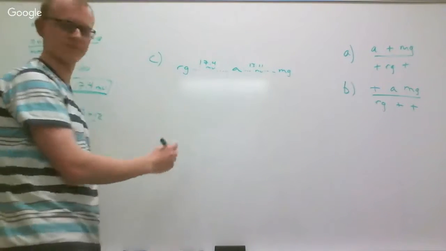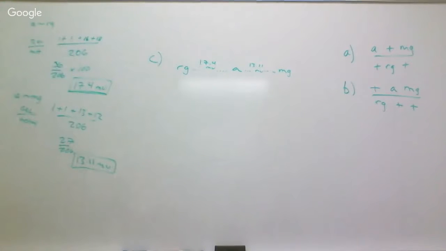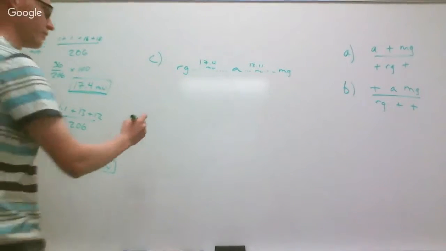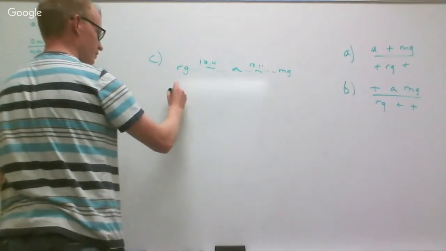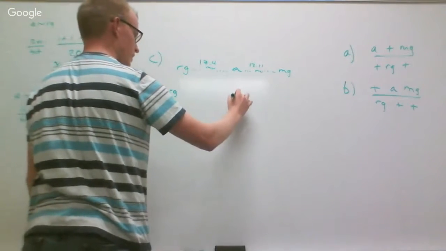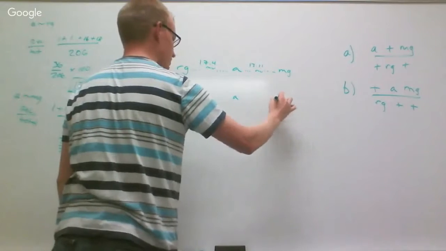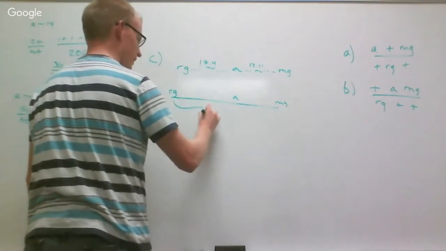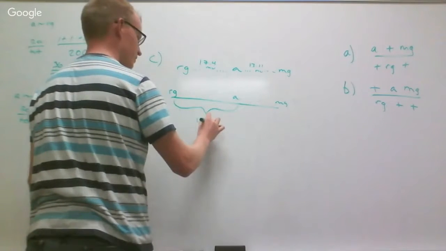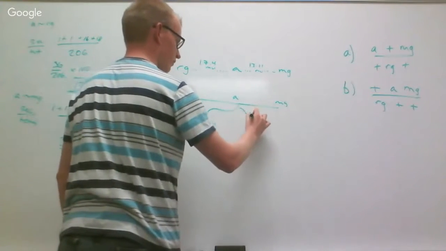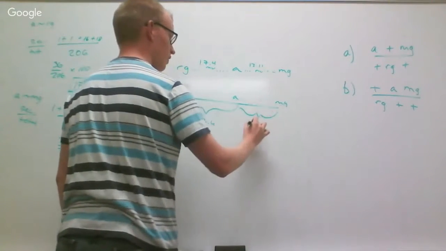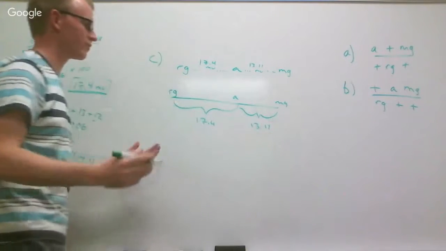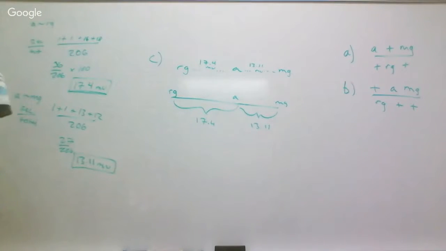You can also look at it like this as well. You can go RG to the A to the MG and have these approximate distances. We'll call that R17.4, and we can call that R13.11. So whichever way you want to do it, both of those are valid linkage maps.